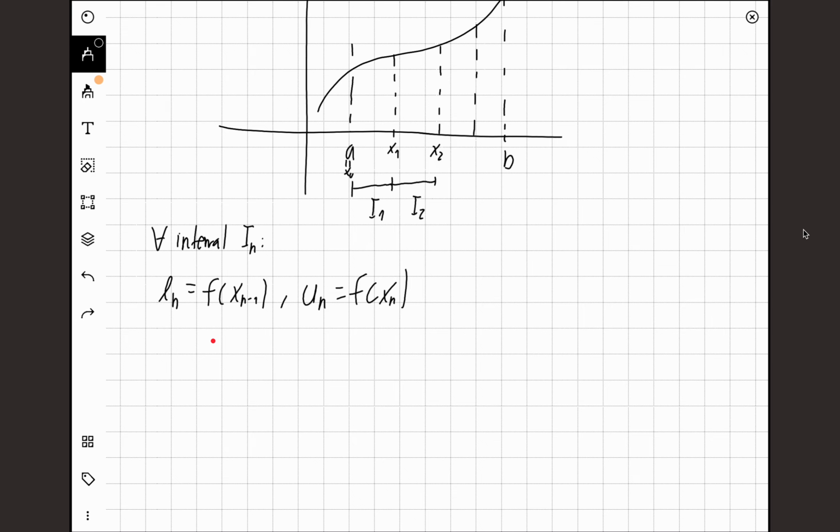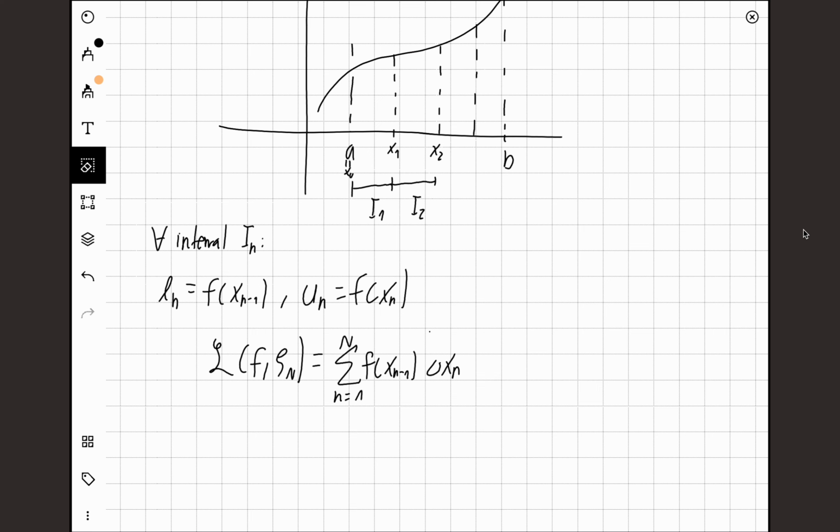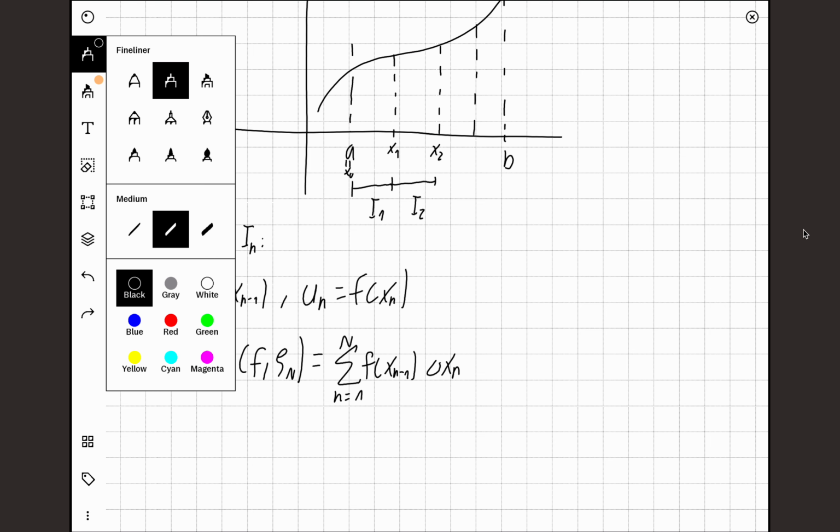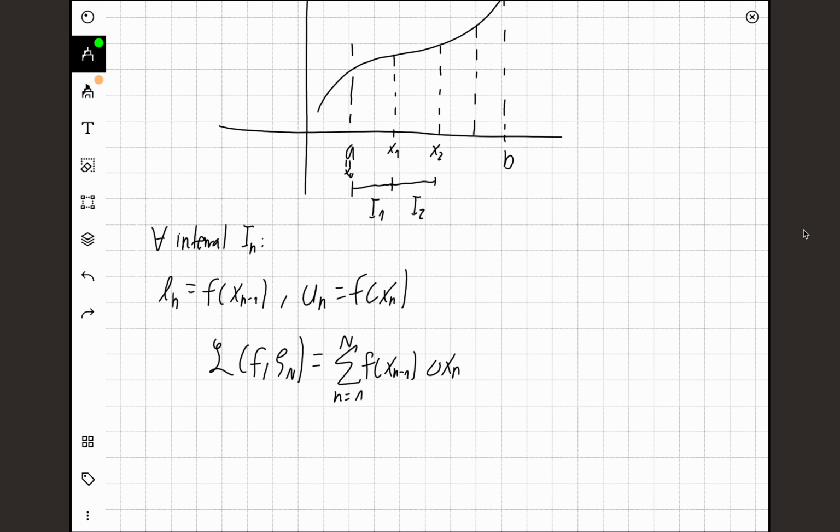Well, I can first of all start with the lower sum of f and my partition Pn, and I can say that that would just be the sum from n equals 1 to capital N of f of xn minus 1 times delta xn. This will be the sum of the lower bounds, because this f of xn minus 1 will just be the first value of each interval. So this sum starts with the first interval, so I can start drawing this. The sum starts with the first interval over here.